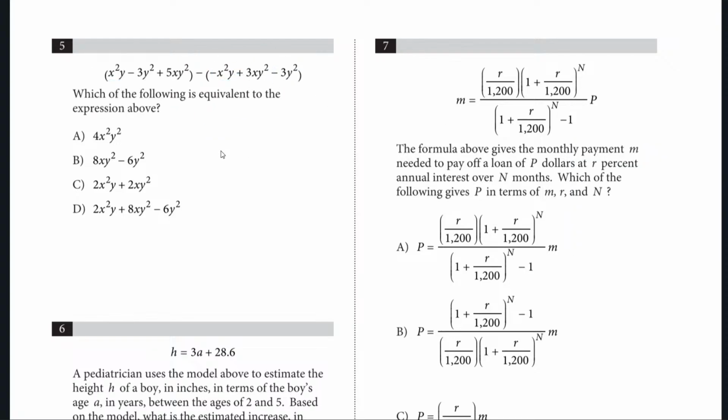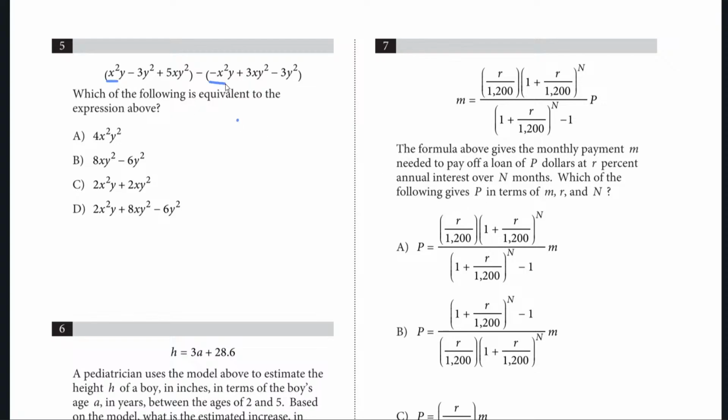Which of the following is equivalent to the expression above? One second. There we go. Which of the following is equivalent to the expression above? x squared y minus 3y squared plus 5xy squared minus negative x squared y plus 3xy squared minus 3y squared.